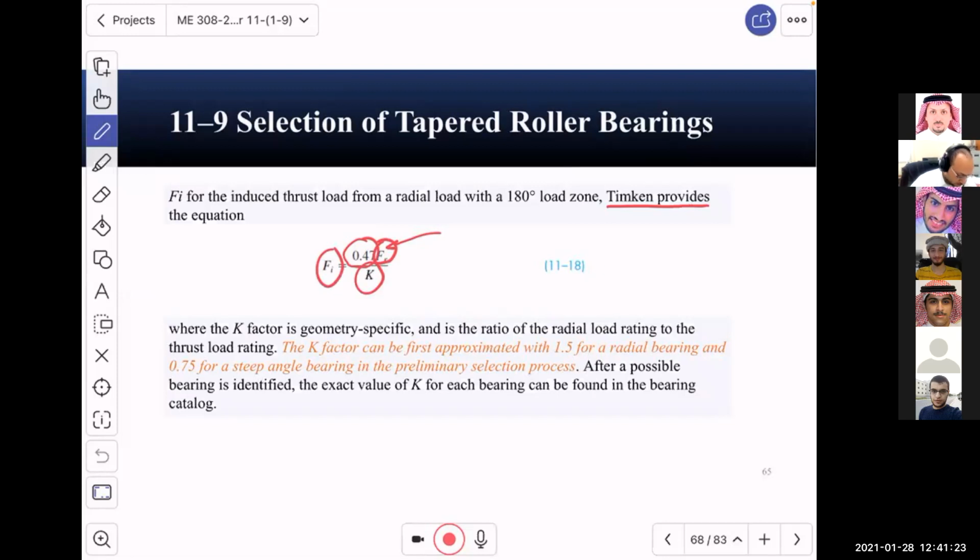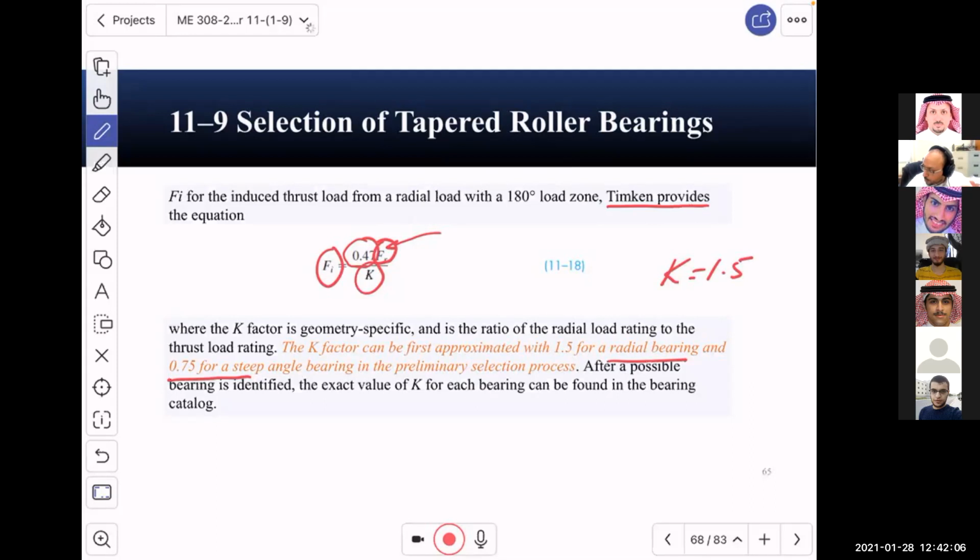Now the question here, what is K? K is the factor that depends on geometry. And very interestingly, for design purposes, it is recommended that K can be first estimated as 1.5 for radial bearings and 0.75 for steep angle bearings. This is very good info. You don't need to memorize it now, but you need to know that this value exists.